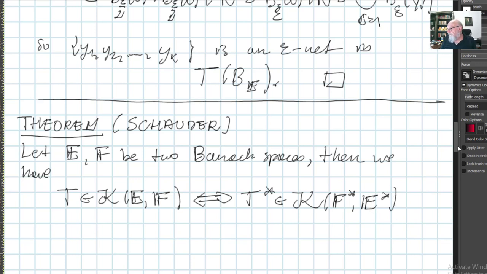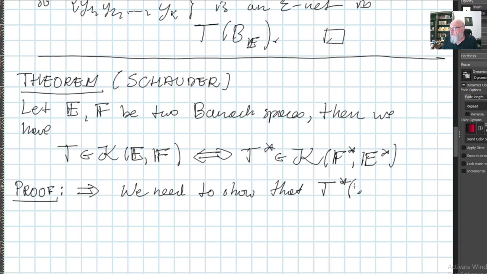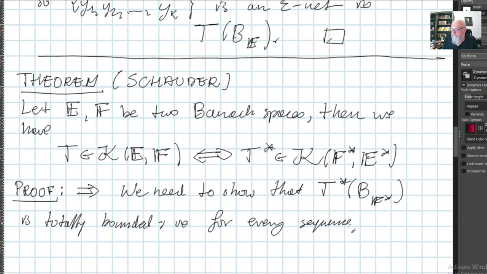Proof. So let's write it down. So we're going in that direction, and we need to show that in this case T star of the unit ball in F star is totally bounded. That means in particular that it is relatively compact.